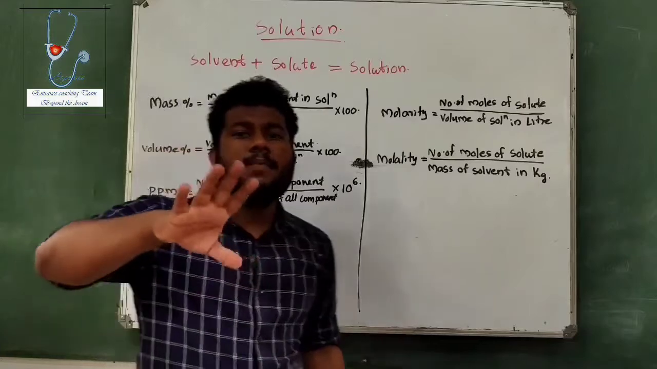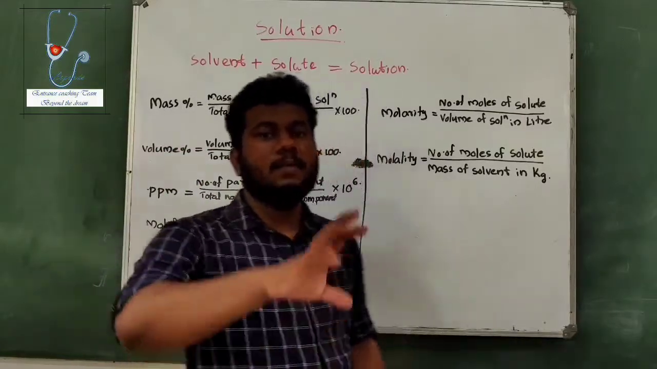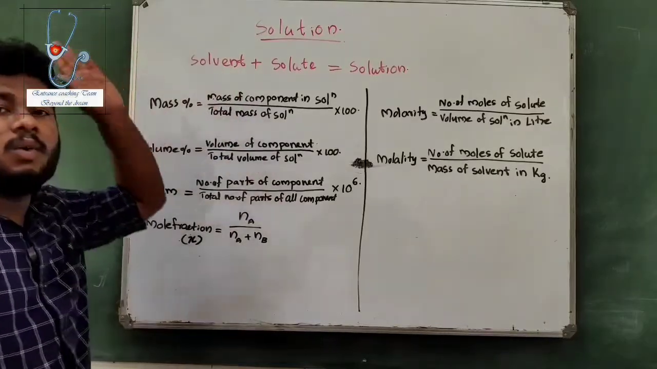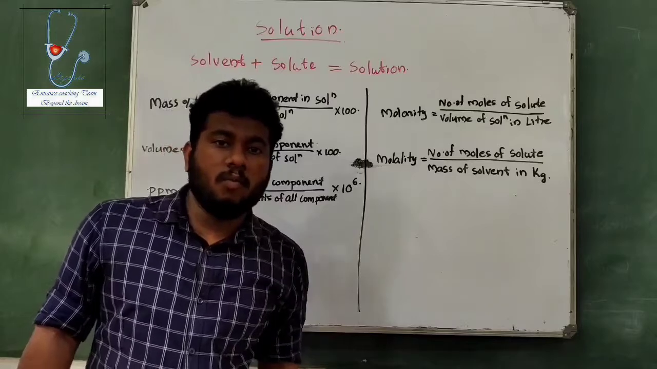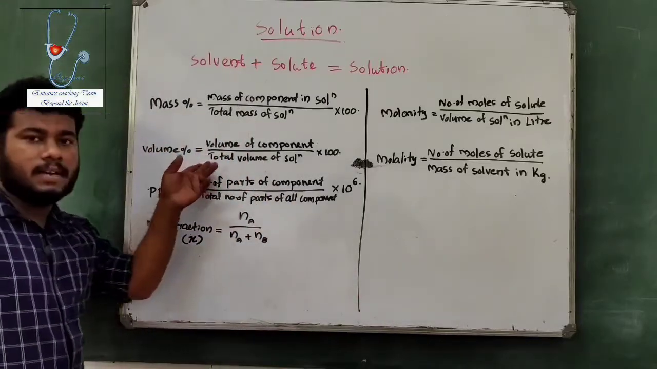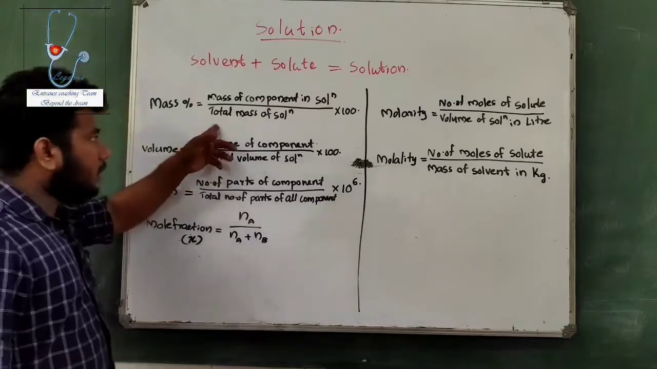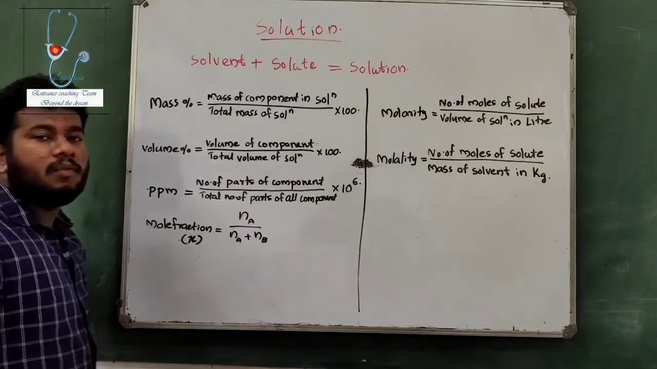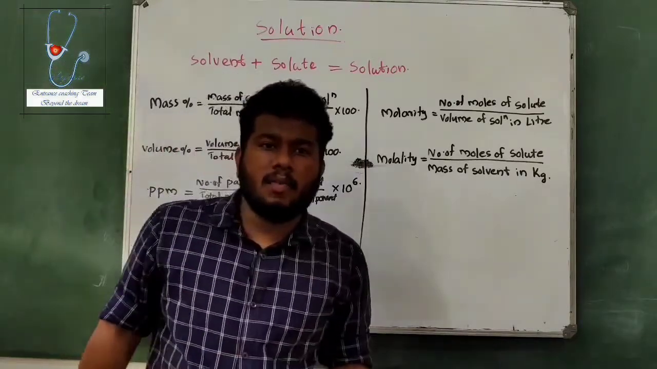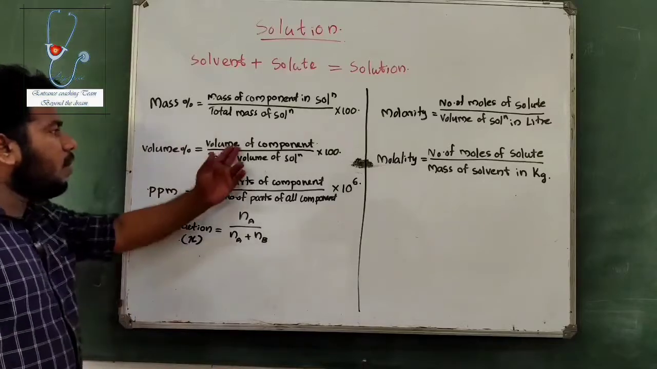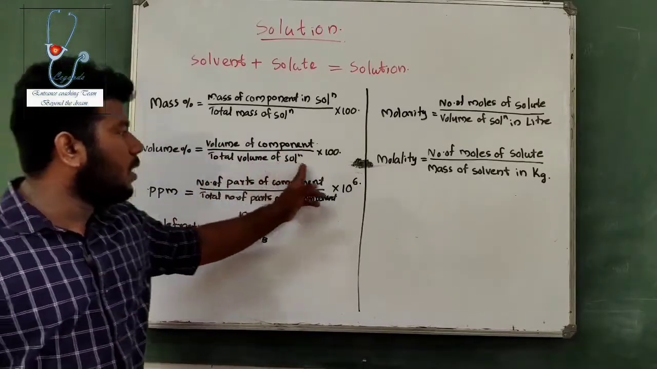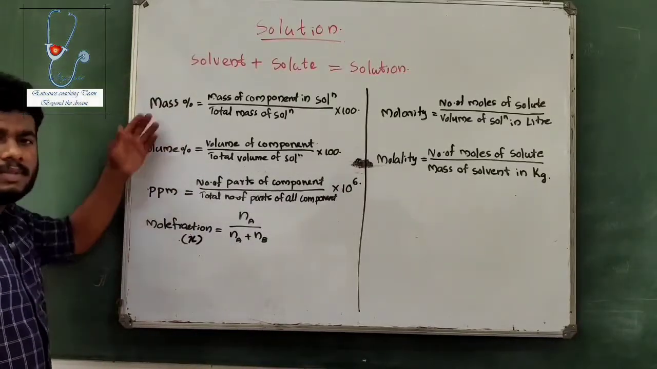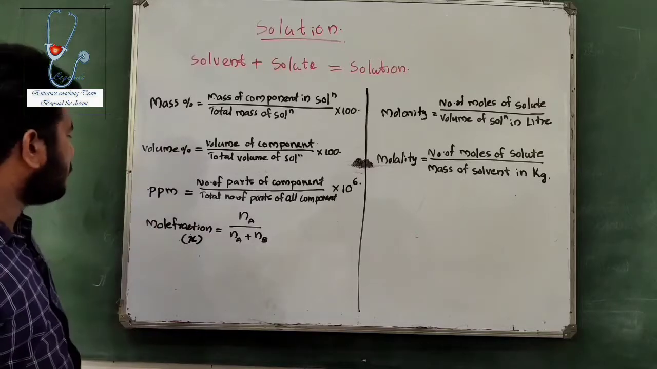For example, 10% glucose in water means 10 gram of glucose present in 90 gram of water. 10% urea means 10 gram of urea present in 90 gram of water. Then volume percentage, volume of component divided by total volume of solution into 100. Okay, very simple. These two terms, mass percentage and volume percentage, are very similar.